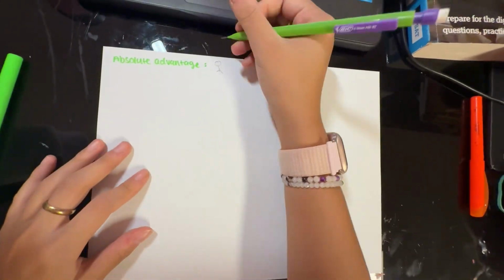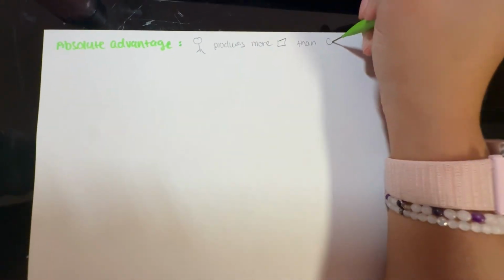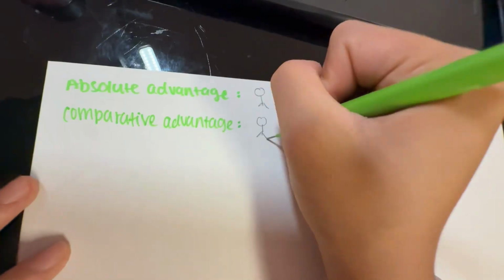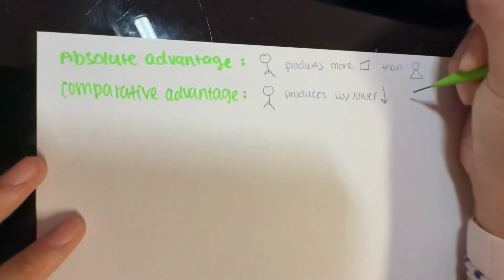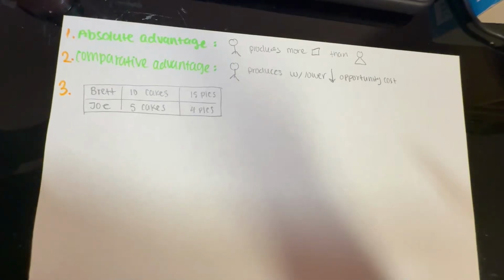Absolute advantage means one person can produce something better or faster than another using the same resources. Comparative advantage means that one person can produce something at a lower opportunity cost.